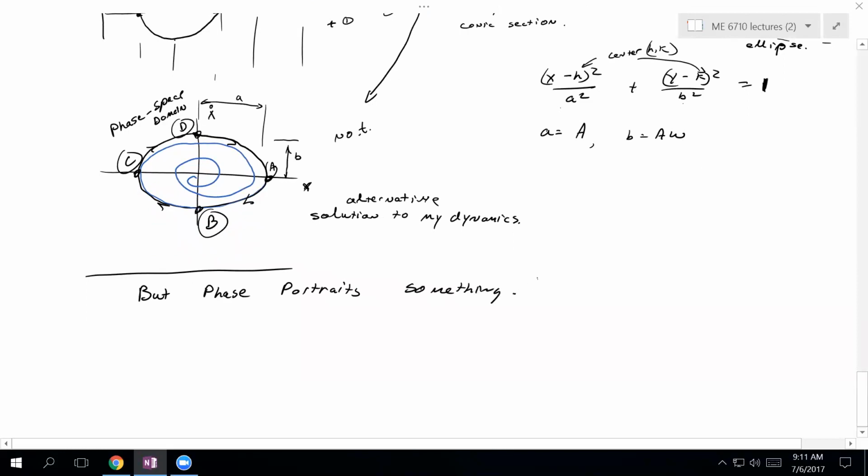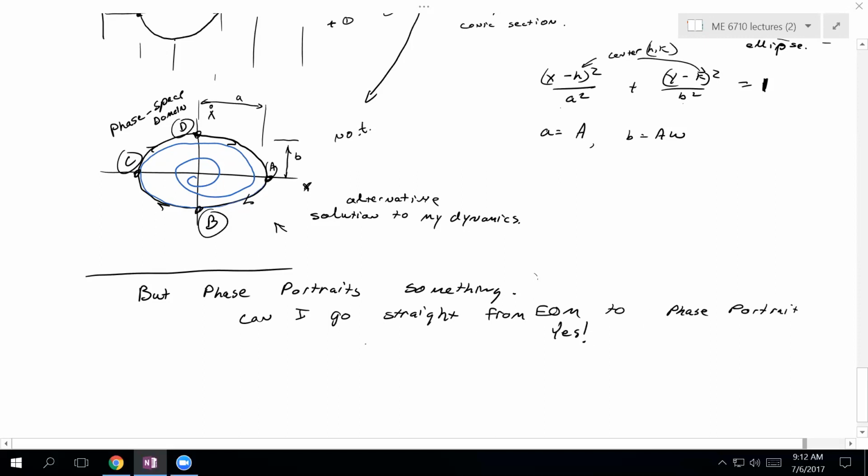can I get to here without solving the differential equation? Can I go straight from my equation of motion to my phase portrait? Well, I've kind of played it up, and the answer is yes.